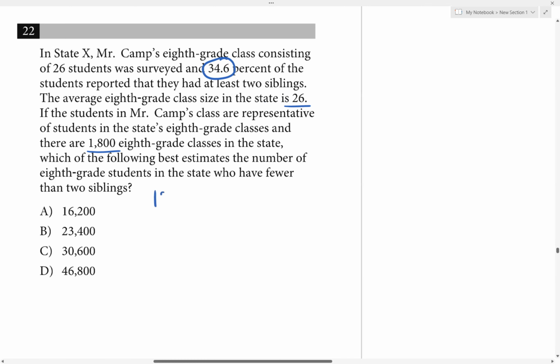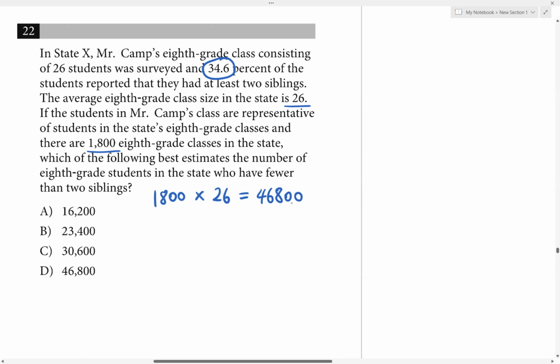Okay, so we'll do 1,800 times 26, right? Because there are 1,800 classes. Each class has 26 students. So if you multiply them together, 1,800 times 26, we get 46,800. Okay, that's the total number of students that we have for all the 8th grade classes. Right, and out of this total, how many students do we have who have fewer than two siblings?